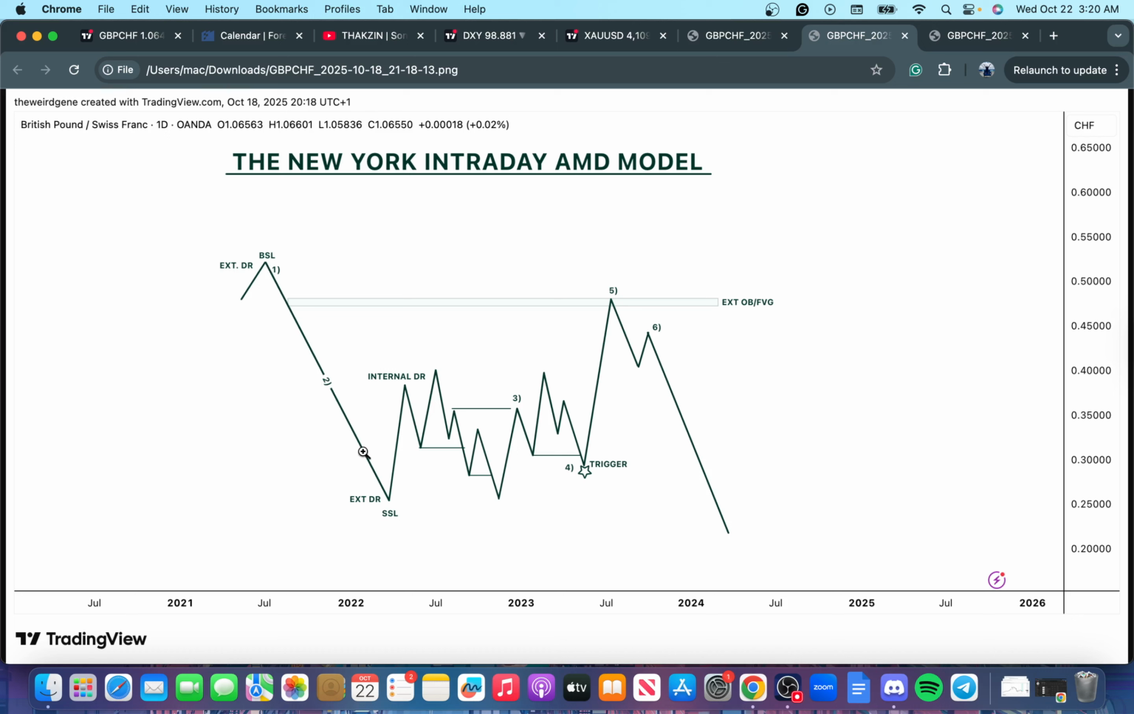So this massive expansion is what we know as the initiating swing. All right, so what are the characteristics of the initiating swing? So the initiating swing is time specific. It is strictly Asian session based. We don't care about any other sessions. We don't care about New York session, whatever.